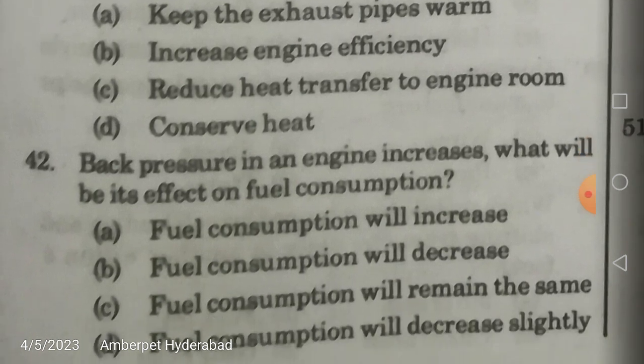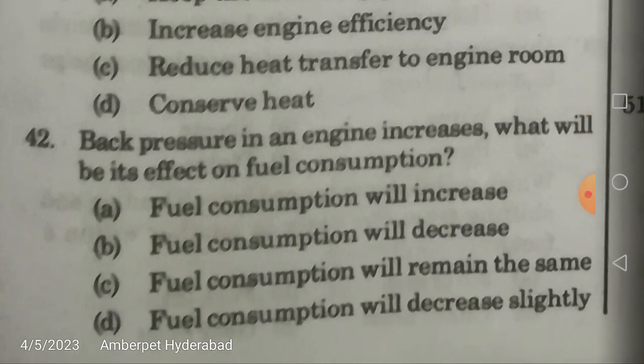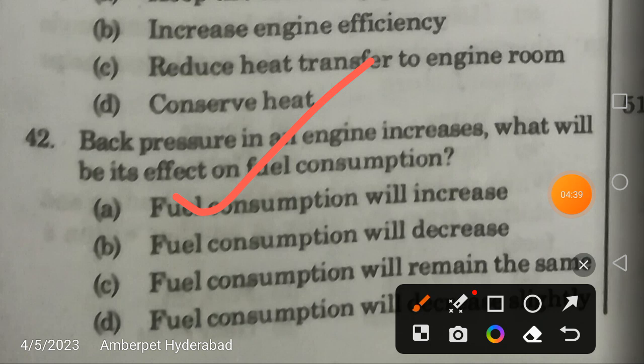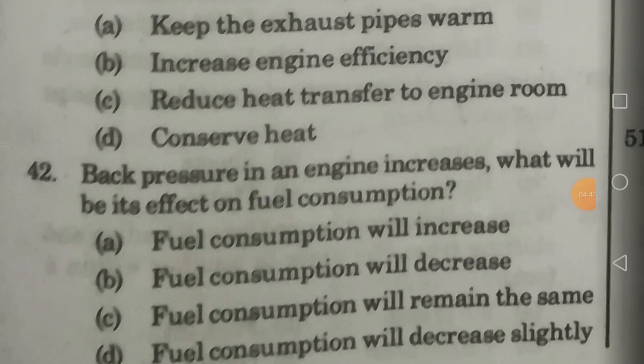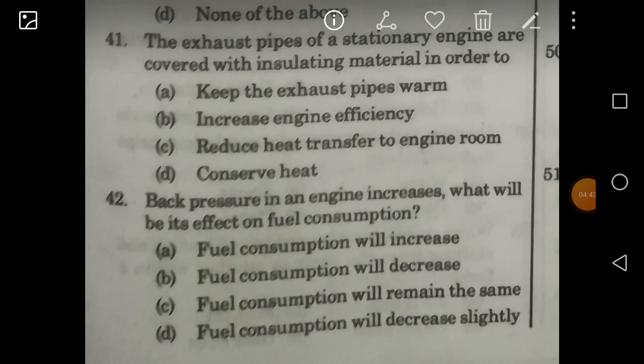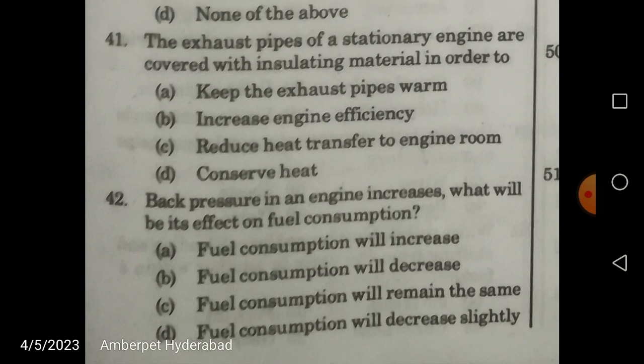Now, if back pressure in an engine increases, what will be its effect on the fuel consumption? Definitely, it is going to increase the fuel consumption. It is going to be disadvantageous. So definitely, we should ensure that back pressure is as minimum as possible.